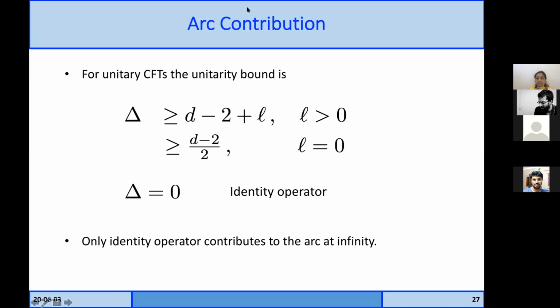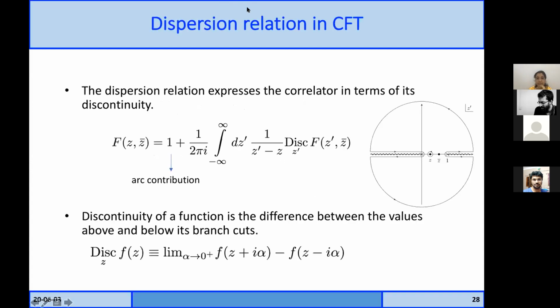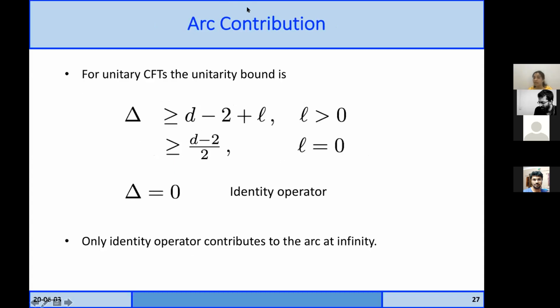Yes. So this is true quite generally then, right? I mean, this statement that only the identity operator can contribute to the arc at infinity is true for any unitary CFT. Yes. Right. Yes.